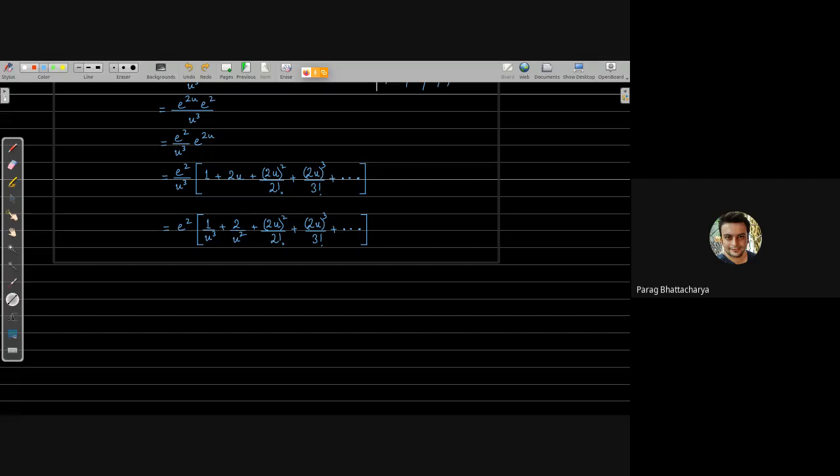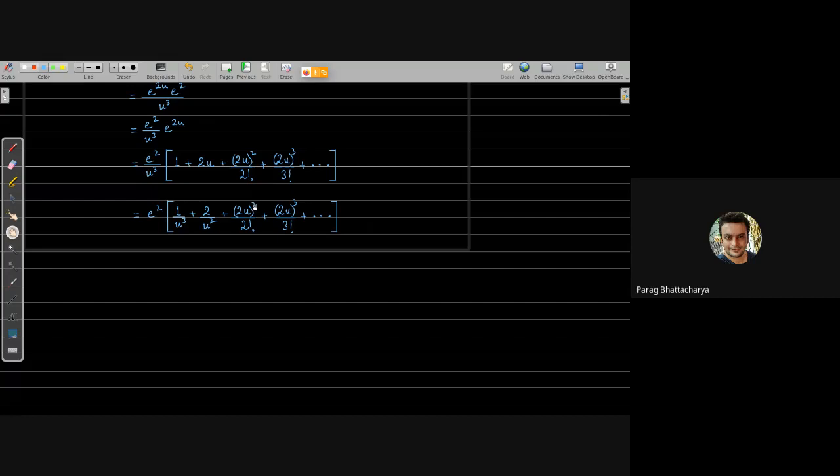In a similar way, here we had u squared. So u cube goes here. U squared divided by u cube is 1 by u. So as a result, this 2 squared is going to become 4. So in the numerator we have 4, and in the denominator we have 2 factorial into u, because we have u squared divided by u cube. So that's going to give us u. Then this u cube and this u cube get cancelled. So as a result, 2 cube is going to give us 8 divided by 3 factorial.